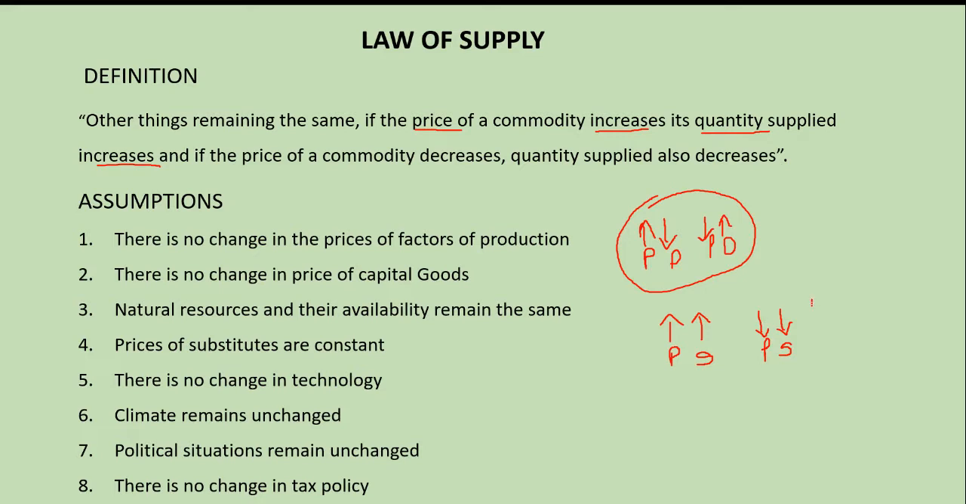So this is called a direct relationship. This is called an inverse or indirect relationship. So the first change is in the price only.